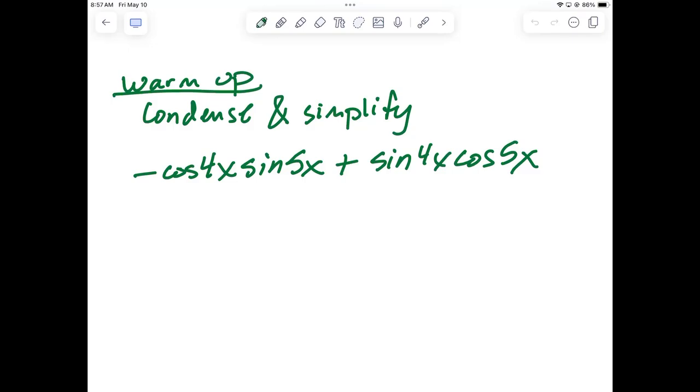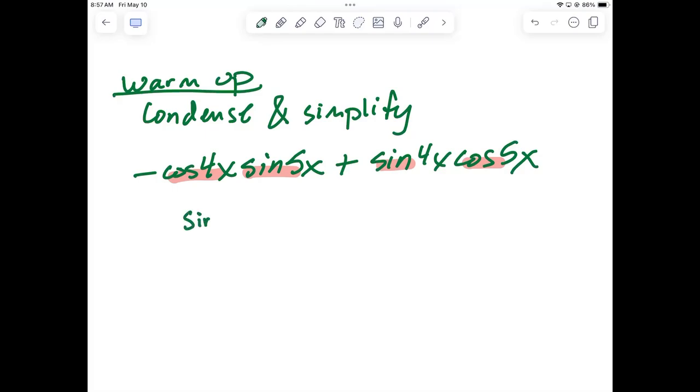It's got to be a sine identity because why, Brady? Yeah, we have one of each in each term, right? So that has to be sine. Now, it's not quite like how we like it, right? We want the positive term, if there is a negative term, to be first.